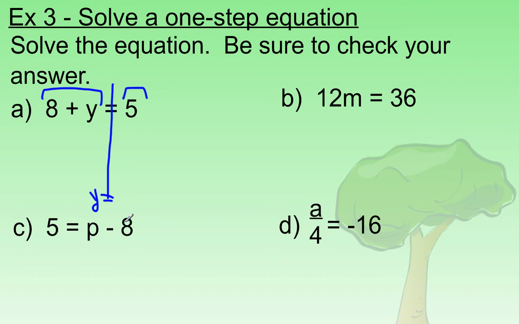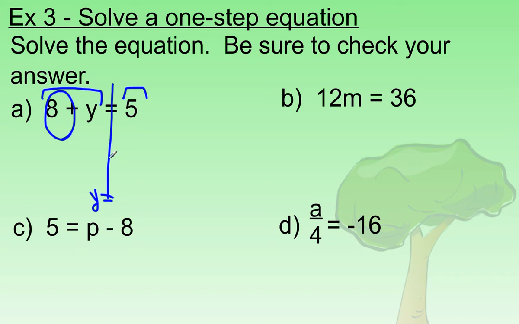To get there, we're going to do the opposite of what's happening to the variable. So my variable here is being added by 8. There's a positive 8 plus y. Well, to make this piece go away, if I could get this gone, I would have just y equals a number. Well, unfortunately, you can't just scribble it out or erase it.